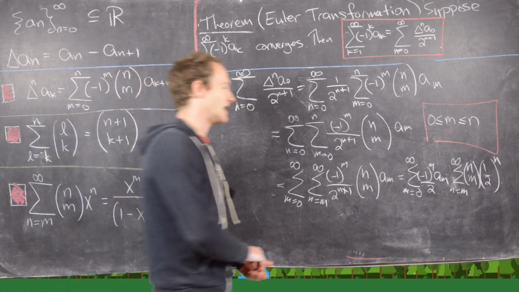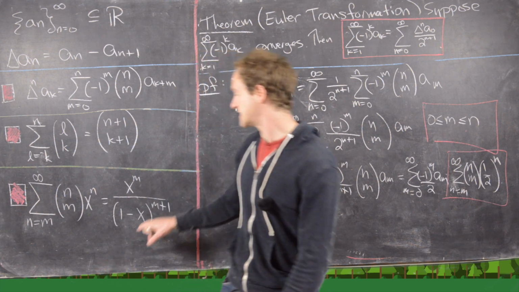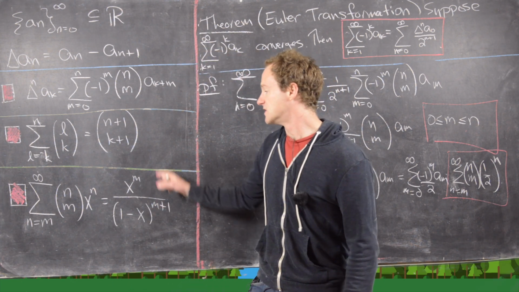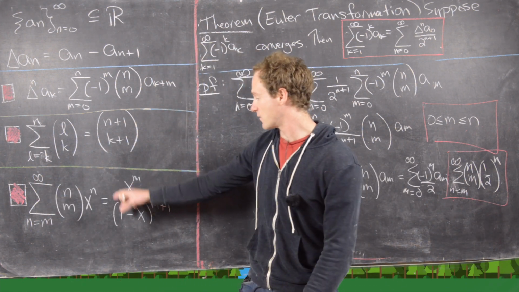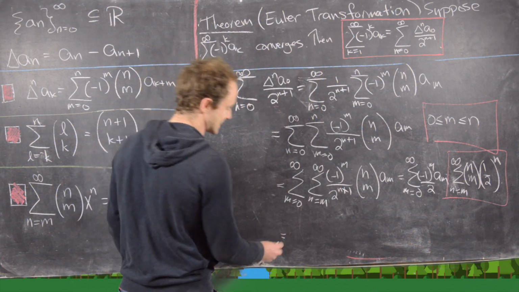But notice that this guy over here is exactly this thing where I've set x equal to 1/2. So that means I can replace this sum where x is equal to 1/2 with this closed formula with x equals 1/2. So let's see what that's going to give us.